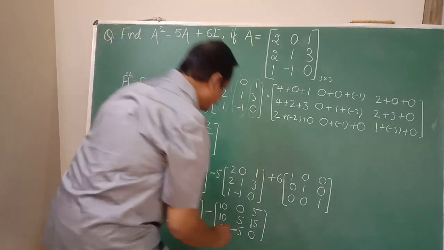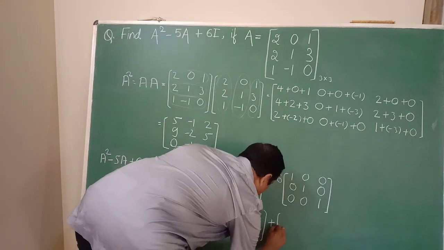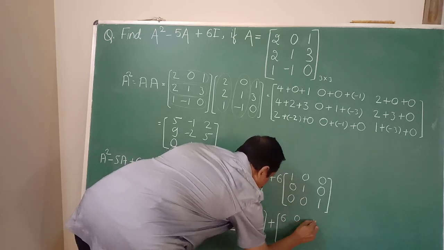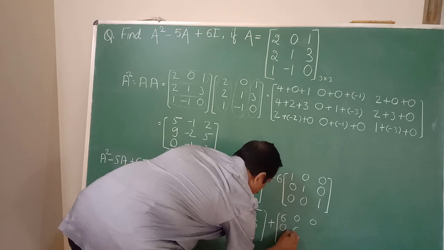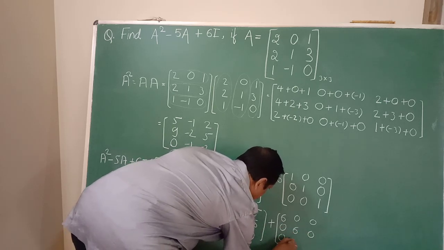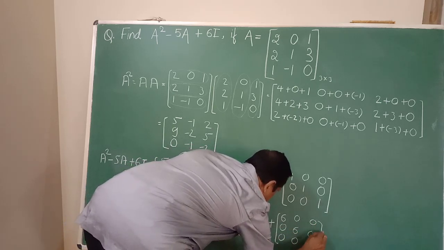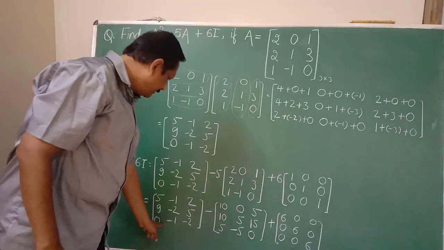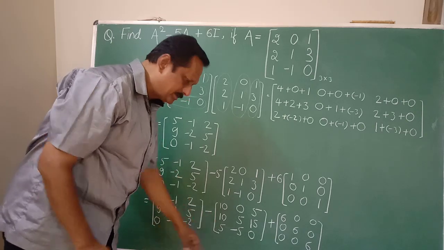Okay. Then plus 6 1s are 6 here. Next 0 0 0 6 0 0 0 6 here. Okay. Next this matrix minus of this matrix here.